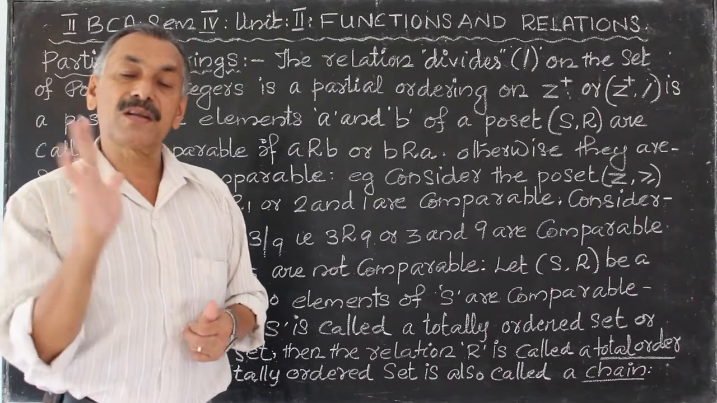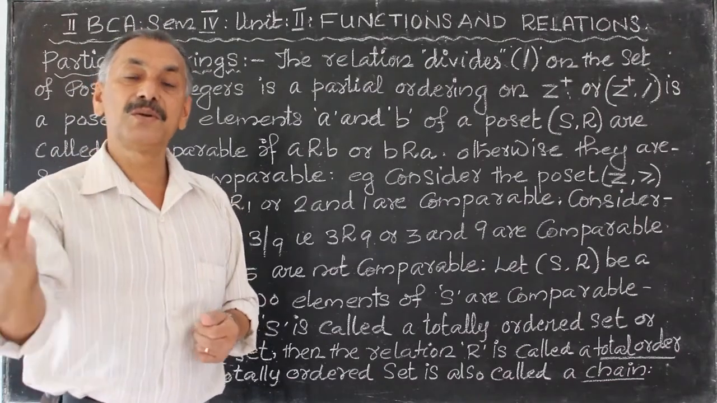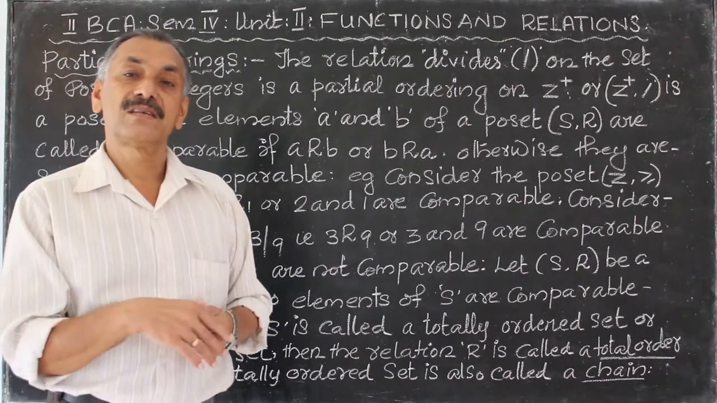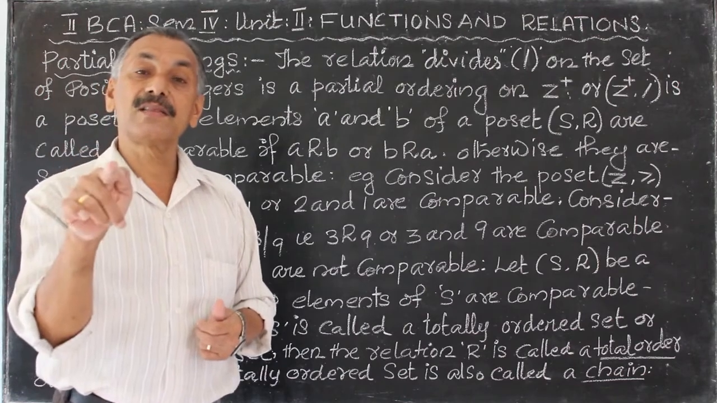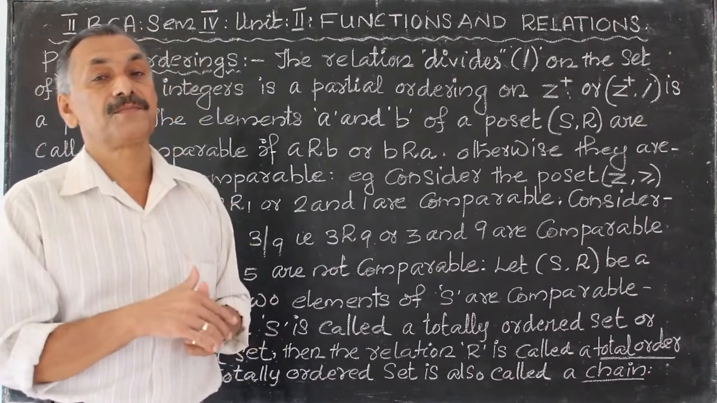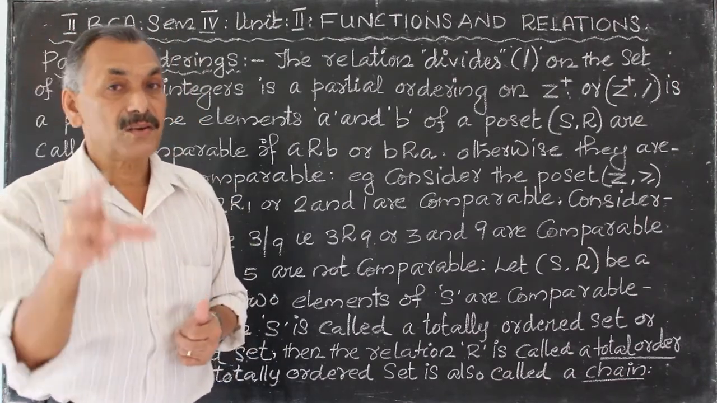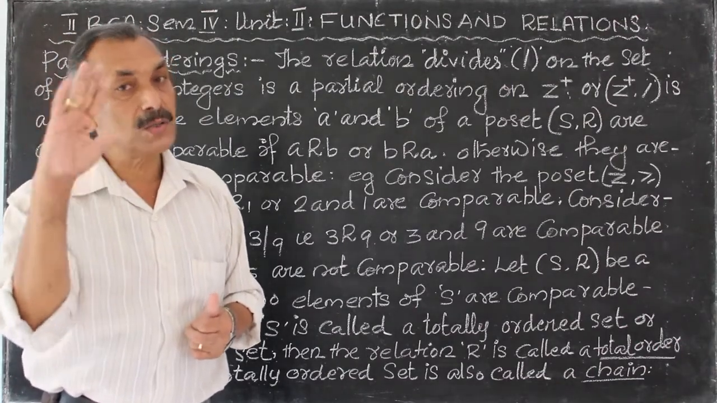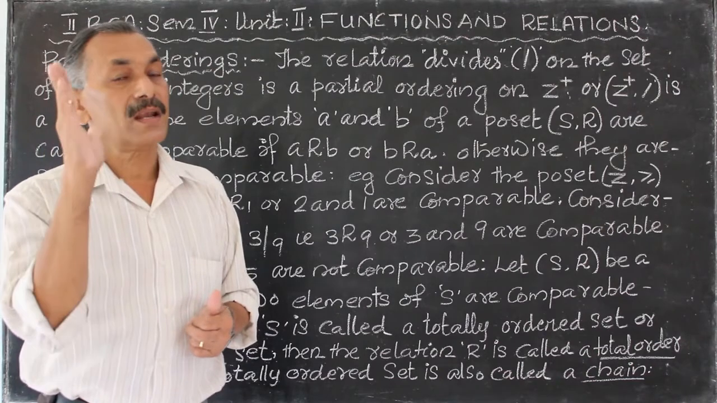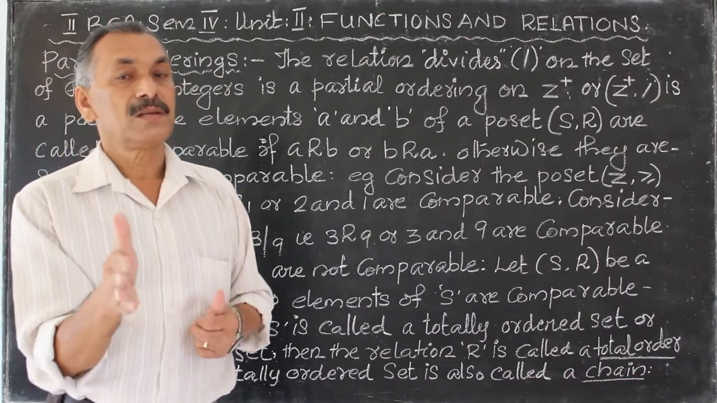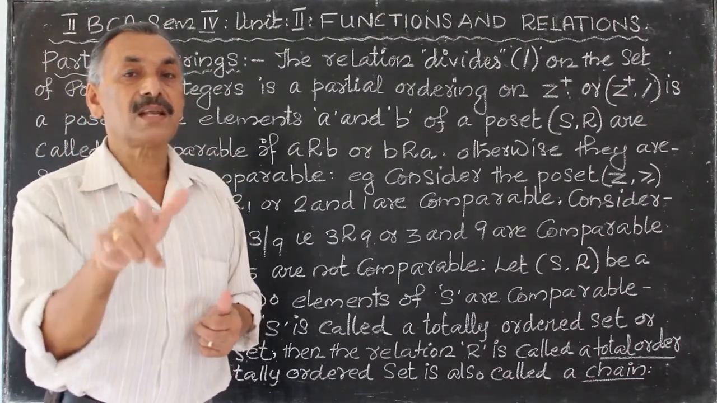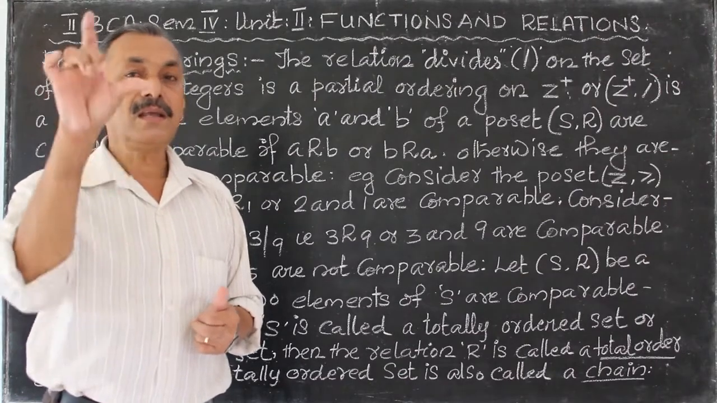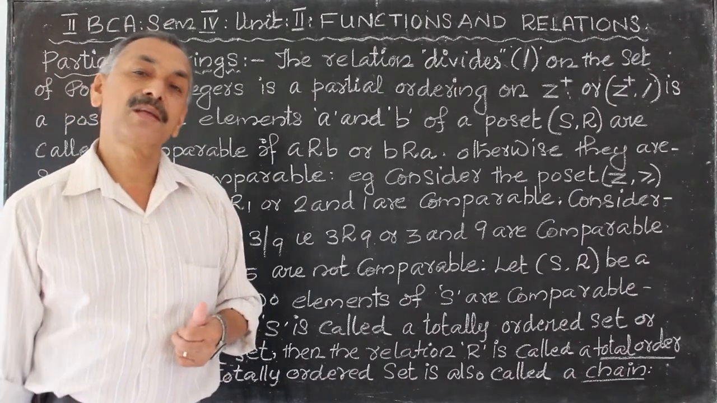1 is less than or equal to 1. 1 and 7: 1 is less than or equal to 7. With greater than or equal to, 7 is greater than or equal to 1. That is, in the set of positive integers, if we define the relation greater than or equal to or less than or equal to, then the relation is a partial order relation, and the set with this relation is a poset. Every two integers will be found related under the relation.